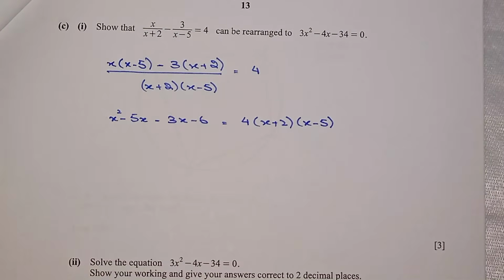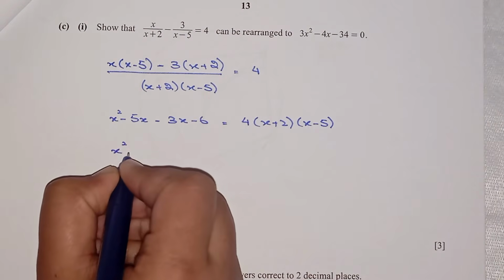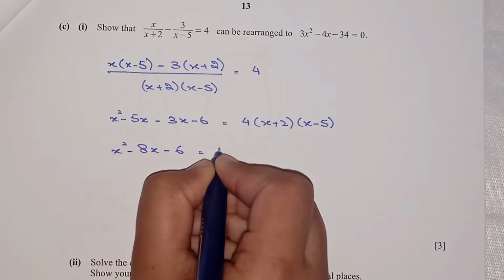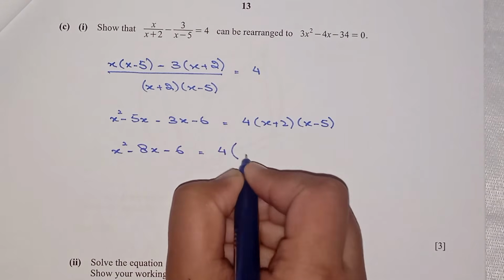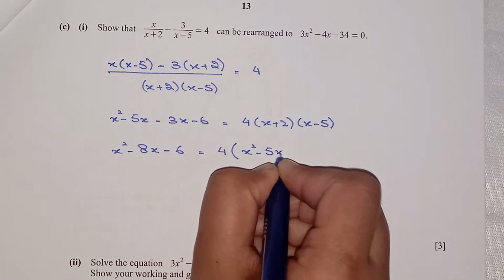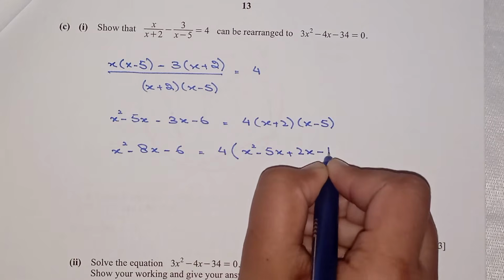Okay, for further simplification, we have x squared and negative 8x and negative 6, and from here we have 4, and then x times x would be x squared minus 5x and plus 2x and minus 2 times 5 is 10.